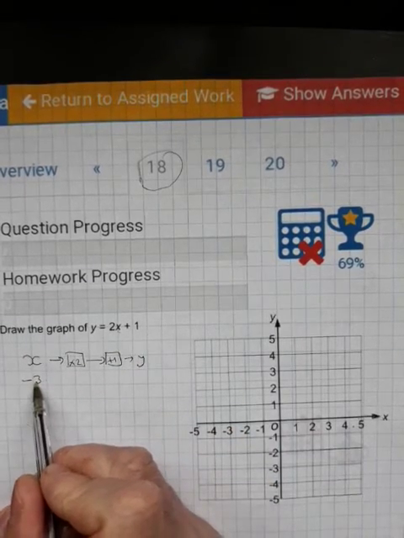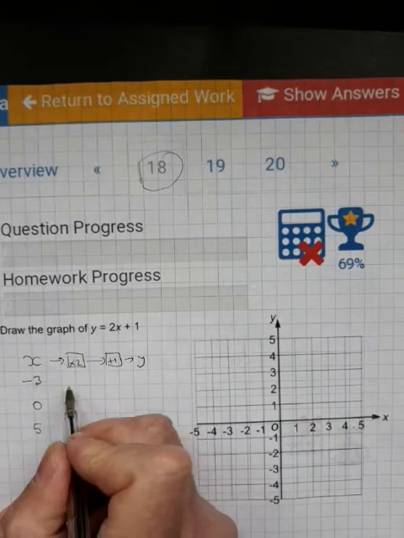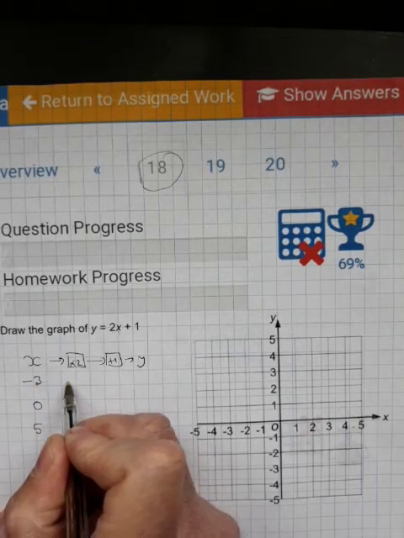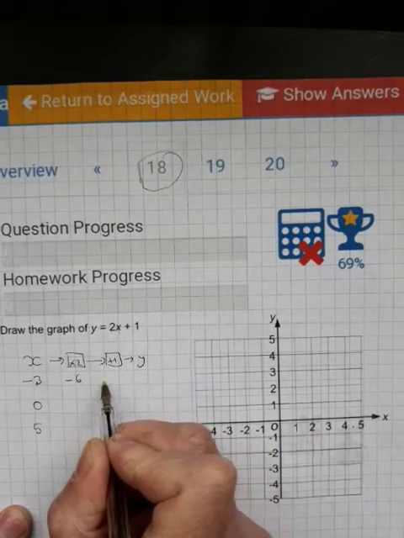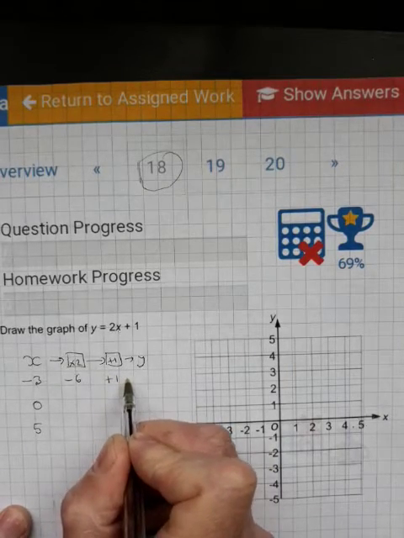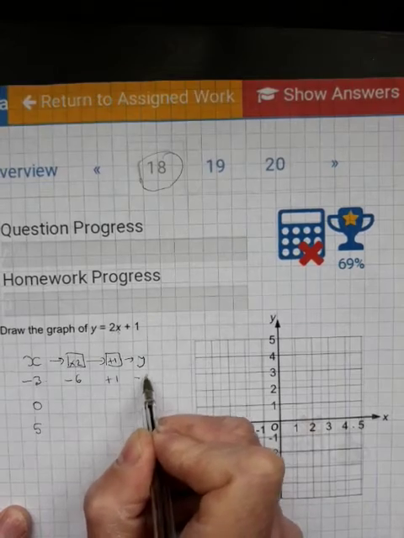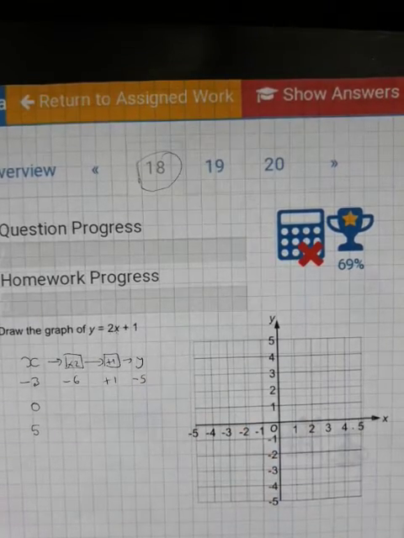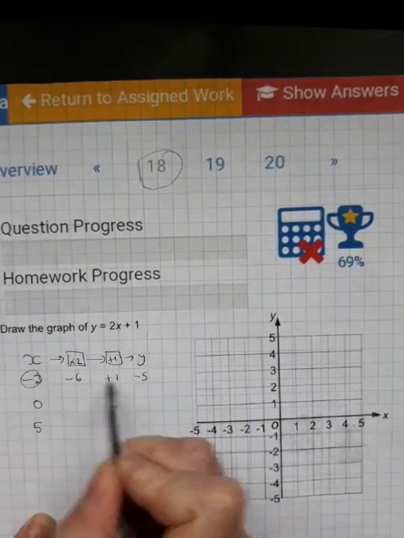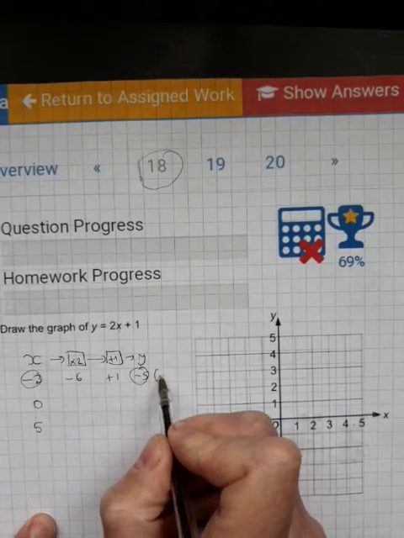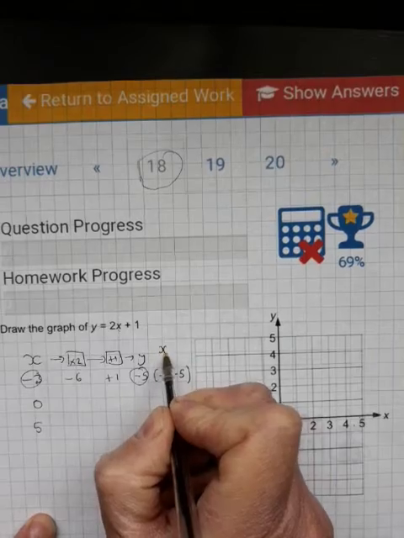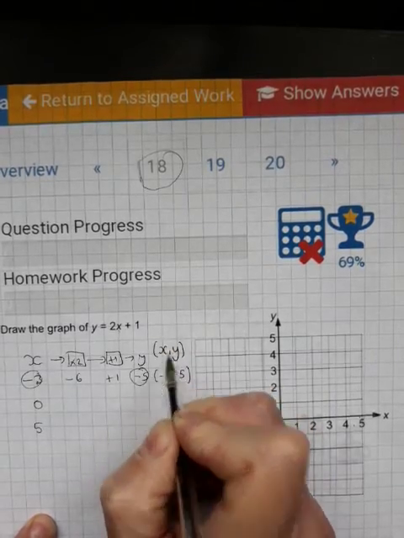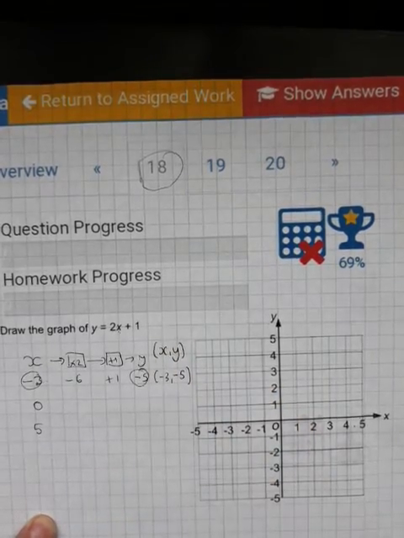Let's take negative 3 first. Negative 3 times 2, well, negative times a positive is a negative, so that's negative 6. Plus 1, and negative 6 plus 1 is negative 5. So what we've got there is a coordinate, an x part and a y part, so that's negative 3, negative 5. If you remember from previous videos, every coordinate has an x part and a y part.